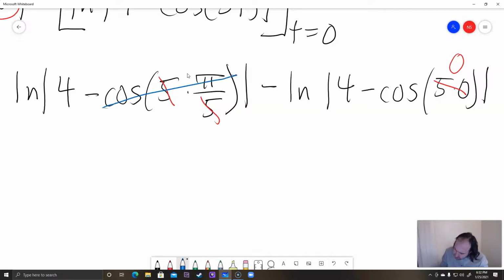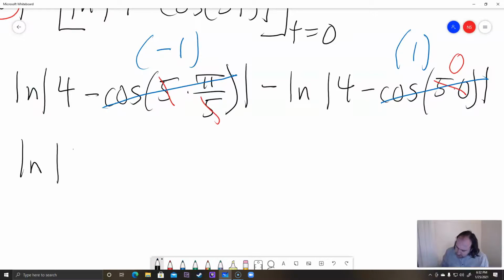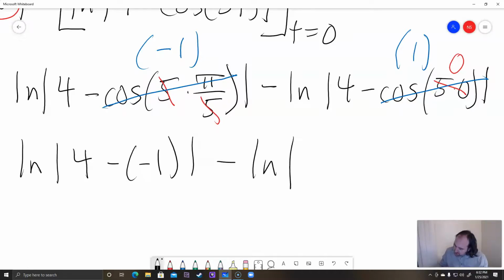Okay, so this whole thing right here is negative 1. Okay, and then cosine of 0 is going to be on the positive x-axis, and the x-coordinate there is going to be positive 1 on your unit circle. Okay, so this one, cosine of 0 is actually going to give us positive 1. Okay, so really, what we have here is ln of absolute value of 4 minus negative 1 minus ln of absolute value of 4 minus positive 1.